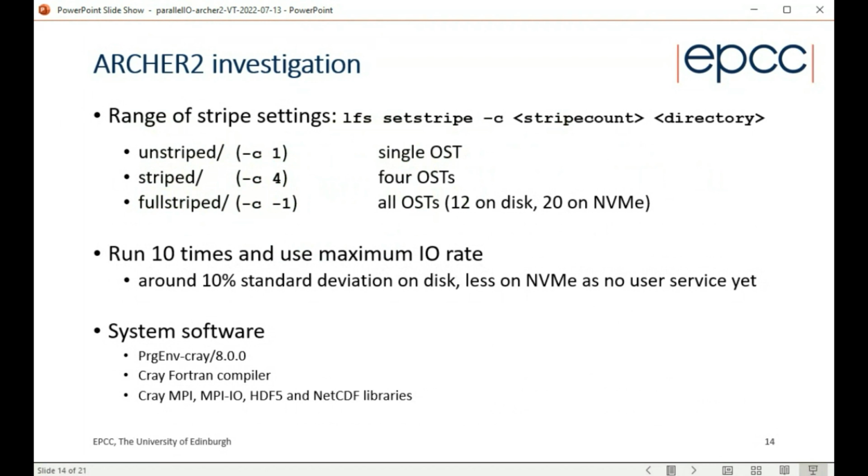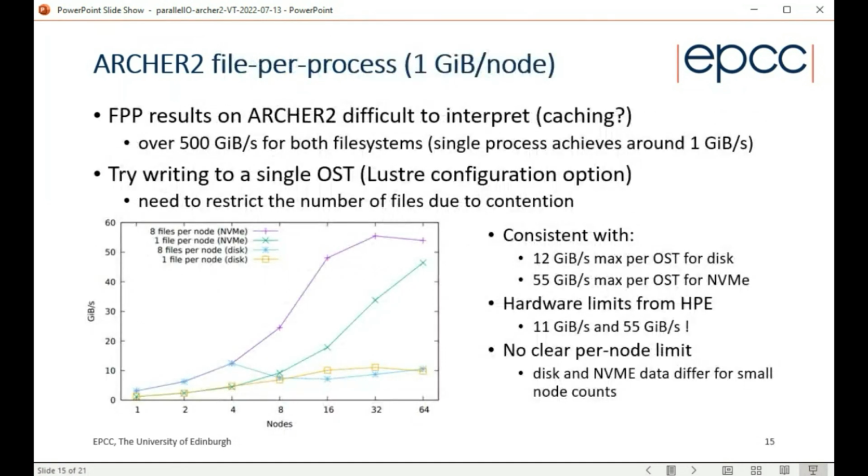I mean, I/O speed can be very variable. You're sharing the I/O infrastructure, the disks, with all the users on your file system and the MDS. So, I mean, I'm doing a theoretical investigation here. So I ran 10 times and used the maximum. There was only about a 10% standard deviation on the disk, although this was very early in the ARCHER2 service, so it wasn't so heavily loaded. There was much less standard deviation on the NVMe because there was no user service there. And I just used standard system software. I didn't play around with it too much.